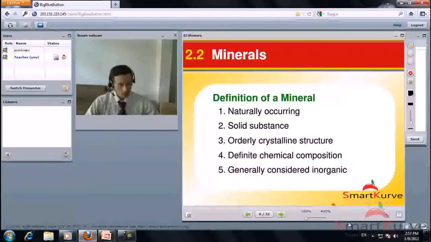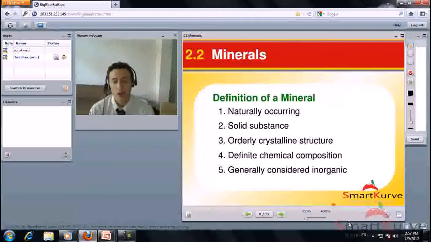All right, let's move on. Our definition of a mineral. They are naturally occurring. That means they are not made by people. They are made by nature. We find them on the earth. 2, they are solid. So carbon dioxide and water are not minerals. Remember, carbon dioxide is a gas. Water is usually a liquid. So they are not minerals.